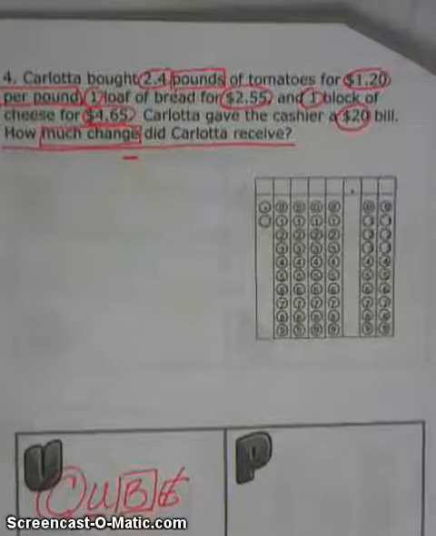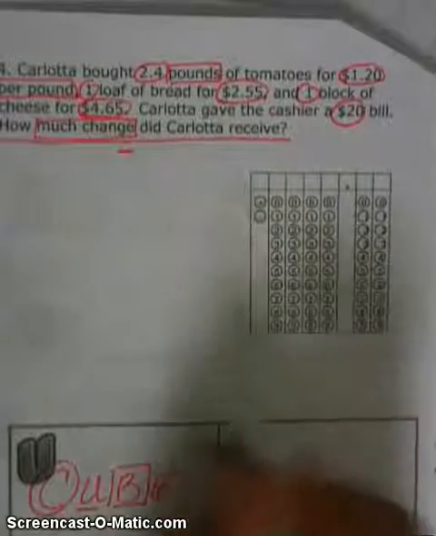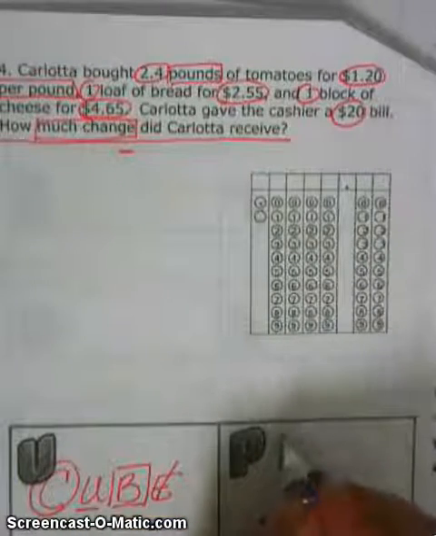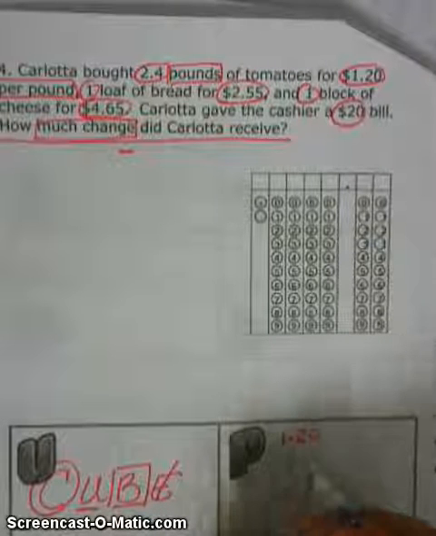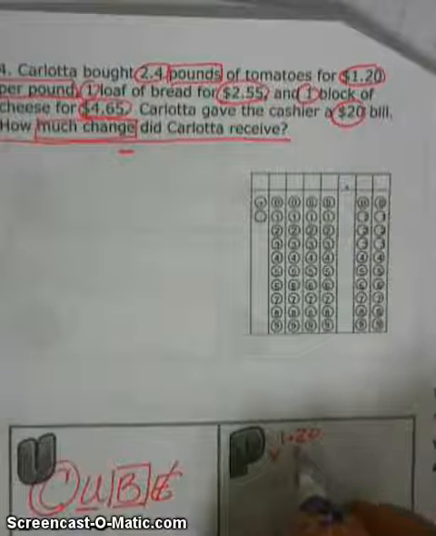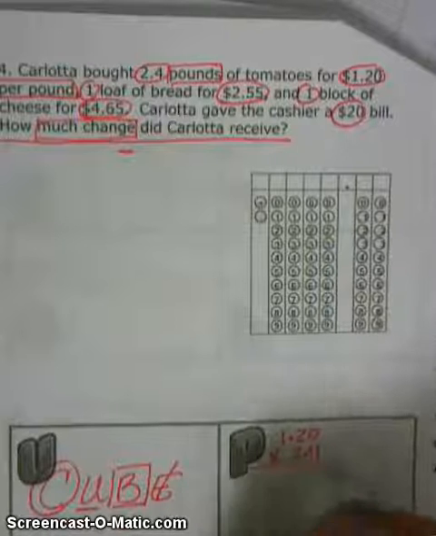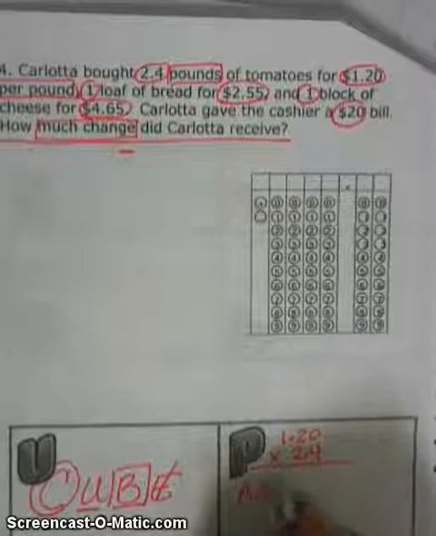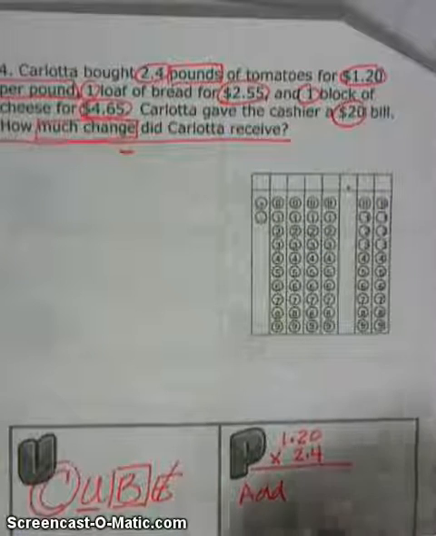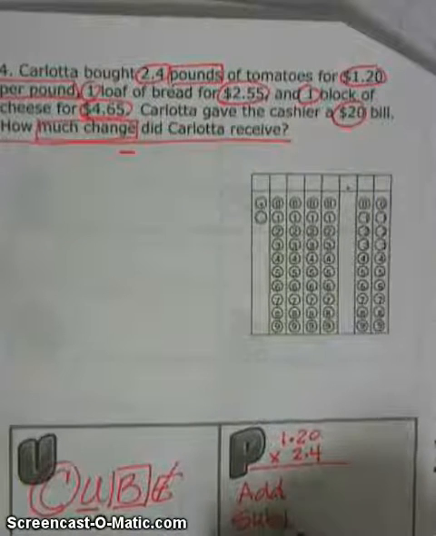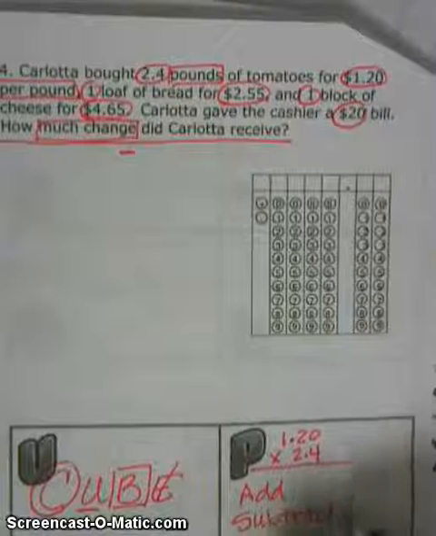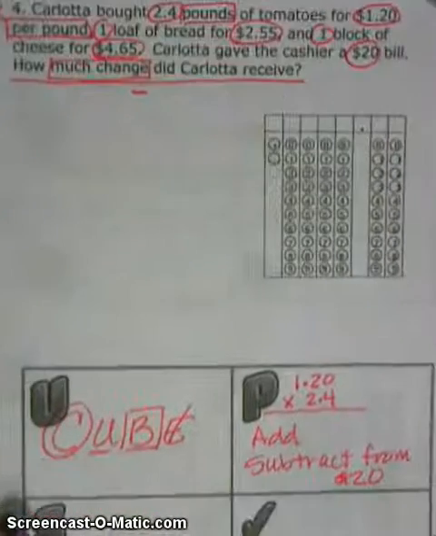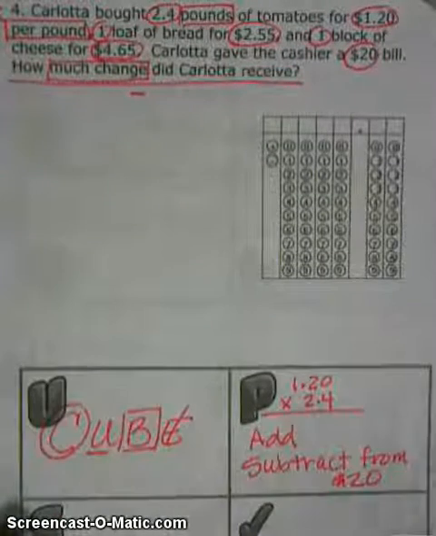I need them all. Okay, so my plan, I know that I have 2.4 pounds, $1.20 per pound. I know that the first thing I'm going to need to do is find out how much she spent on tomatoes. That's going to be $1.20 times 2.4 pounds. Once I find that, I'm going to add all my purchases, and then I'm going to subtract from the $20. Okay, so there's my plan.